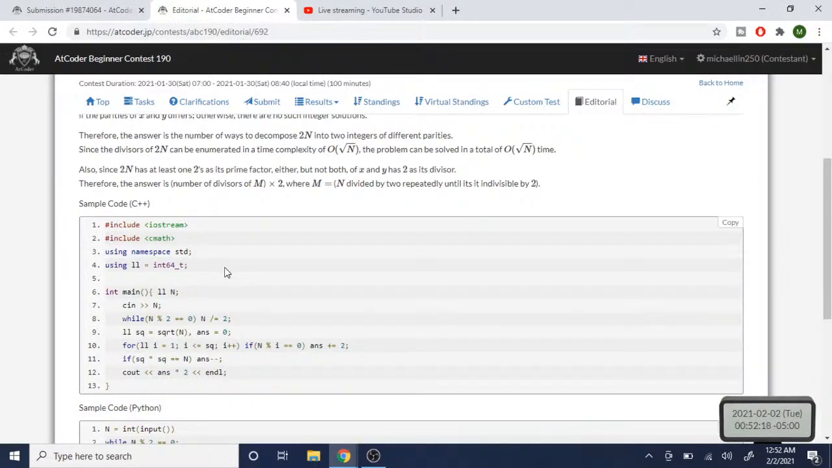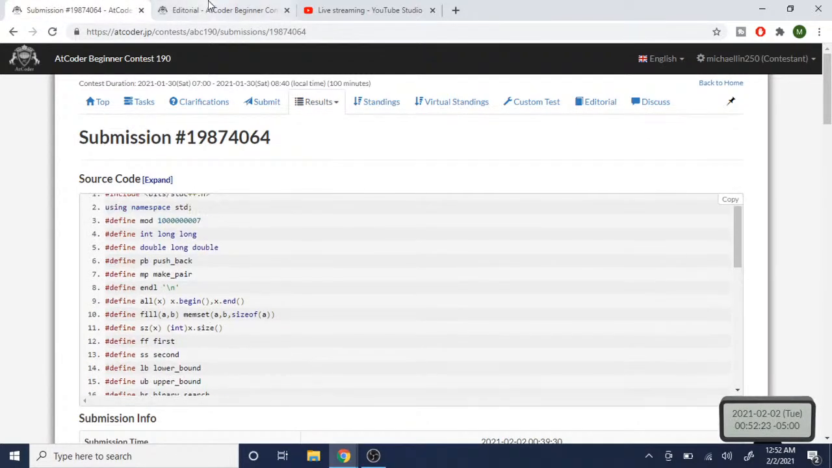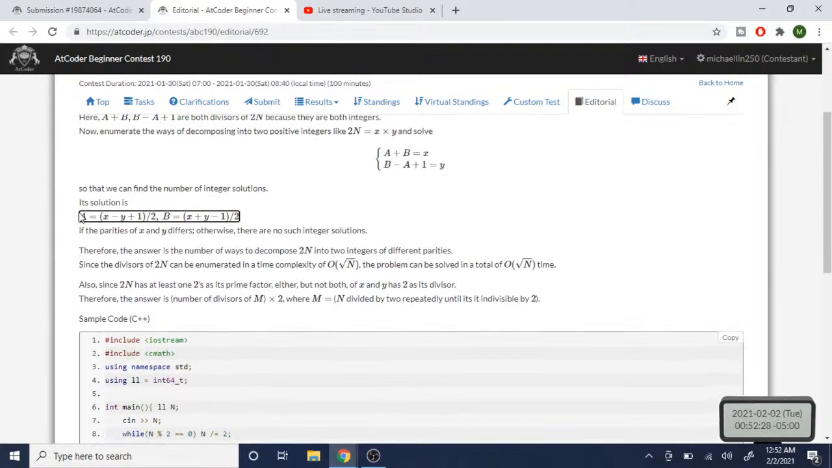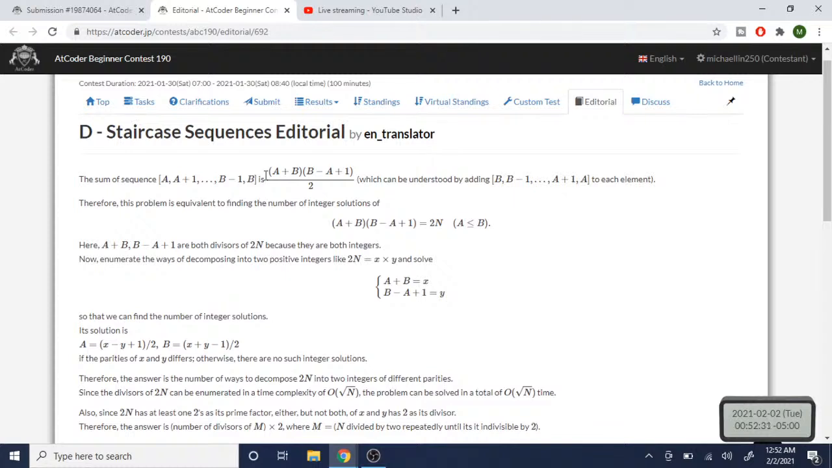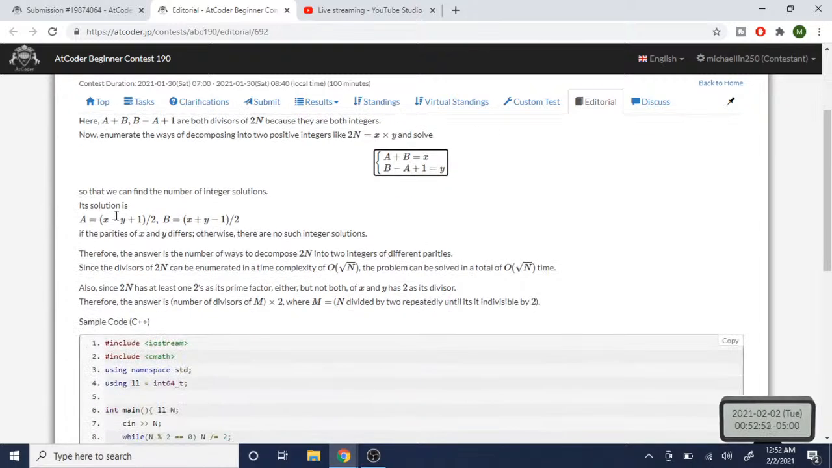I don't understand this problem. Problem D, AtCoder Beginner 190. Because if you're going 2n, like... Okay, I got this part. Actually, first of all, this equation doesn't really make much sense to me, but let's say it does. So what they're doing is they're setting it equal to n, and then they multiply by 2 on both sides, so they get this. I understand that. They just let the values of a plus b equal x, y. Okay, they solve for a and b.